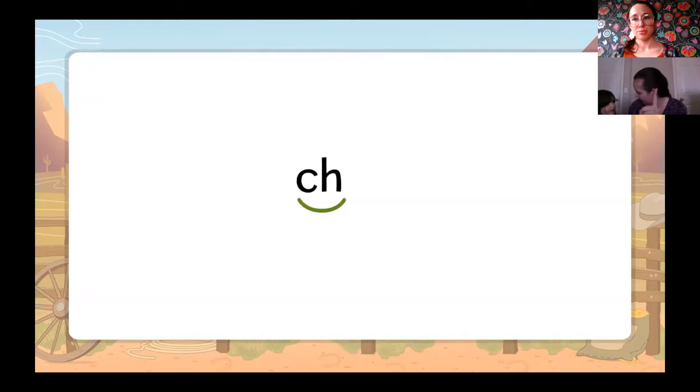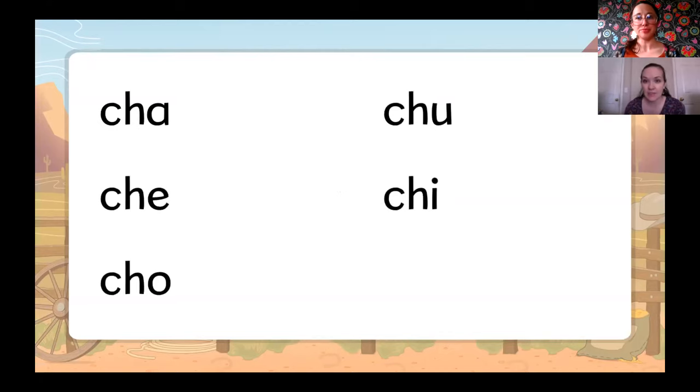You hear that, Eden? Yeah. So how many sounds does a digraph make? How many sounds is that? Two. Is that two sounds or one sound? One sound, yes. So the CH digraph says ch. So everyone read that with me. Ch. Perfect.